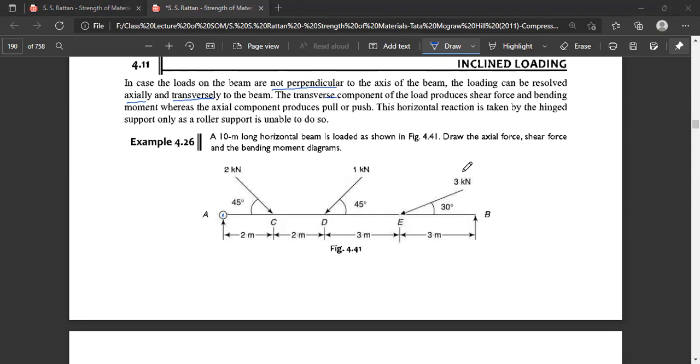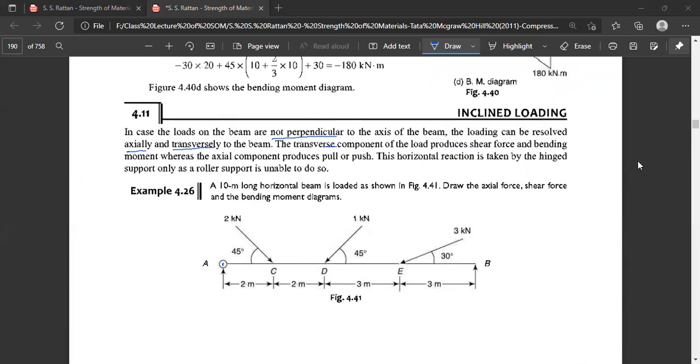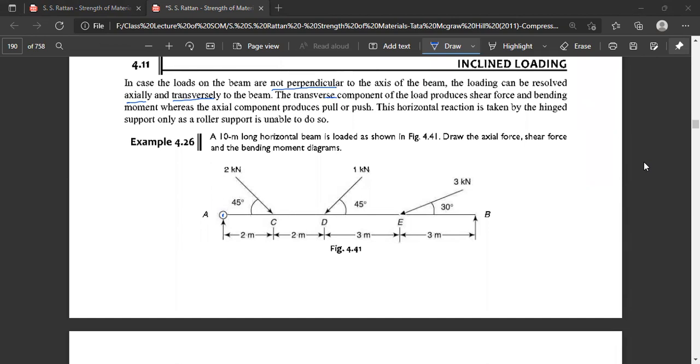Say a 10-meter long horizontal beam is loaded as in figure 4.41. Draw the axial force, shear force, and the bending moment diagram here. A 10-meter long horizontal beam. Okay.